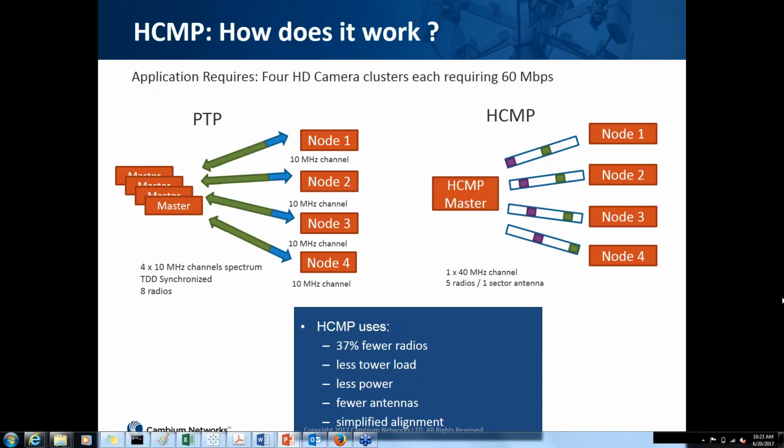So there's a question, will the PTP 650 power work with the PTP 670? Yes. If you're talking about the AC-DC adapter or the power injector, all the accessories that work on the 650 will work on the 670.